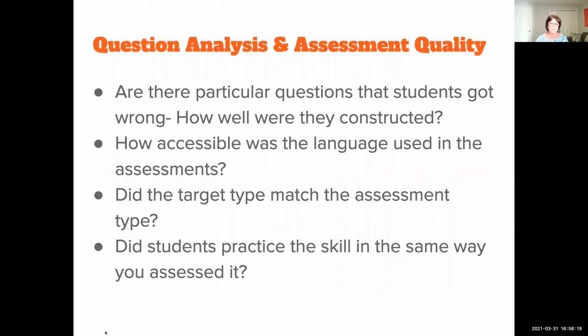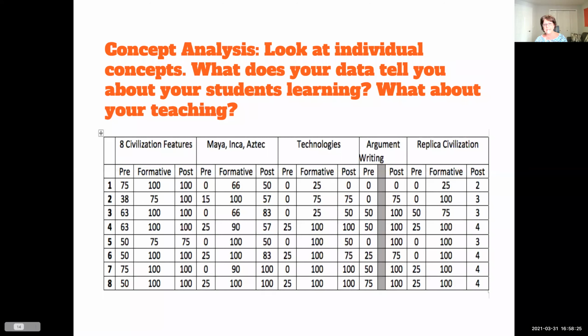So, oh, I'm sorry. This person basically took the topics or the learning targets. They wanted students to know 8 civilization features. Another learning target was about the Maya, Inca, and Aztecs. Another one was about the technologies they used. So these were some major sections of their unit. And then they looked at the pre, the formative, and the post to determine whether there were certain concepts that the students really picked up on more than others.